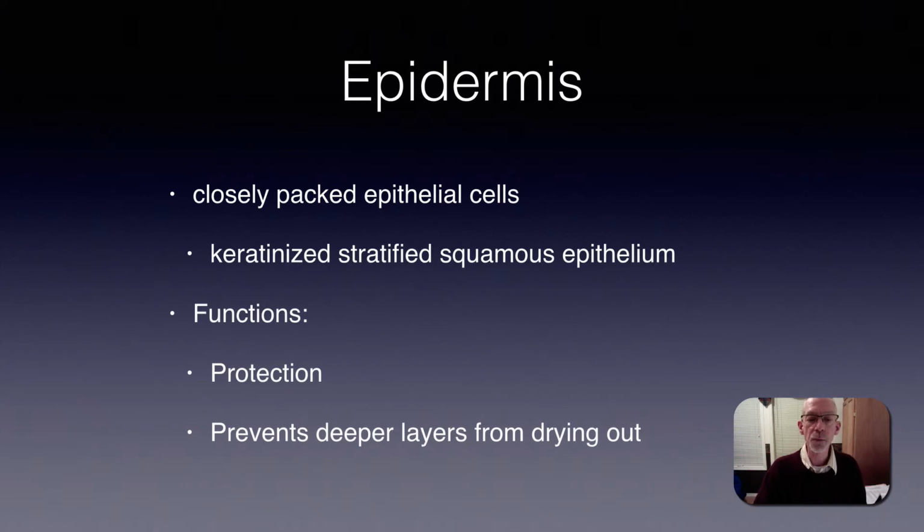The epidermis protects us, and it would protect us against things such as abrasions, chemicals, things along that line. It also prevents the deeper layers from drying out. Our epidermis isn't soft like amphibian skin, it's harder. And so that prevents the moisture of the deeper tissues from evaporating.